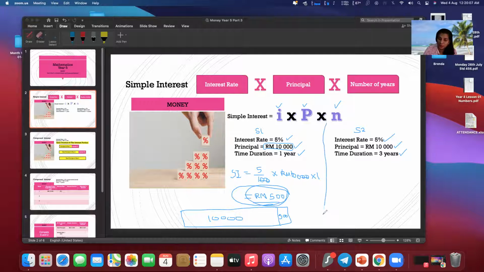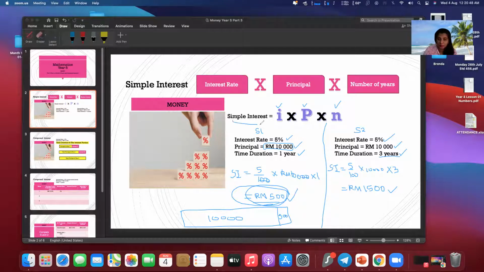Now let's look at scenario 2, where the interest is the same, the principal is the same, but the duration is 3 years. For 3 years, you kept your money. So what is your interest? Your simple interest is this. Again, it's 5%, which is 5 over 100, multiplied by 10,000 ringgit, and multiplied by 3 years. So the RM 500, instead of multiplying by 1, you would have to multiply with 3. And that would give you 1,500. Very simple. That's why you call it simple interest. If 1 year was 500, 3 years is 1,500.